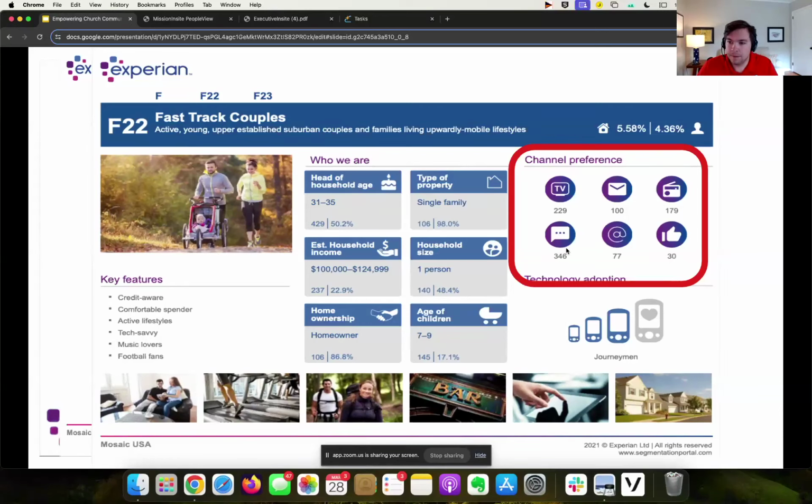Text message. They have an index score of 346. Remember, 100 is our baseline. Anything over that is higher probability. That's a very high probability because the number almost tripled the baseline.